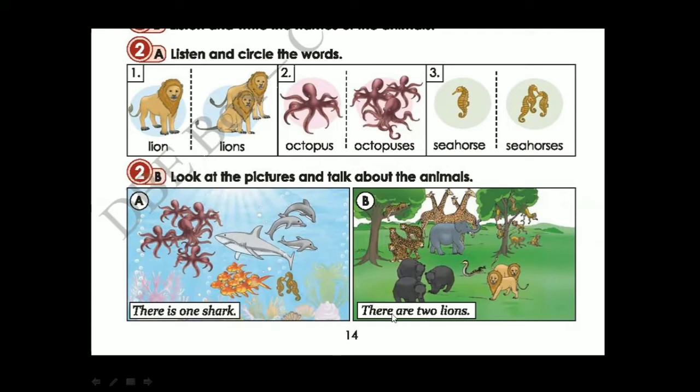There is, that's only one. There are, you count and there are more. There is one shark and there are two lions. Okay, let's go to another one.